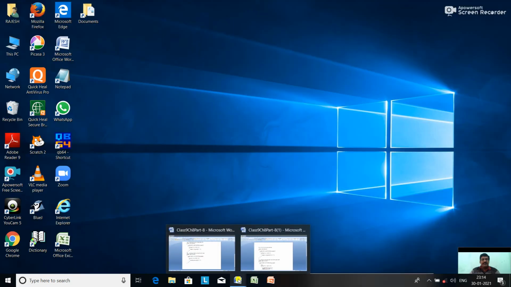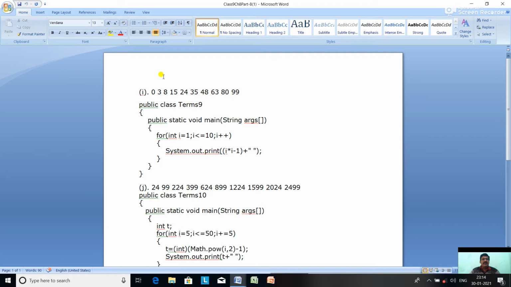Now the next question is 0, 3, 8, 15, 24, 35 up to 99. If you have noticed, it is square minus 1: the square of all the numbers from 1 till 10, minus 1. So 1 square 1 minus 1 is 0, 2 square 4 minus 1 is 3, 3 square 9 minus 1 is 8, 4 square 16 minus 1 is 15, 5 square 25 minus 1 is 24, 6 square 36 minus 1.